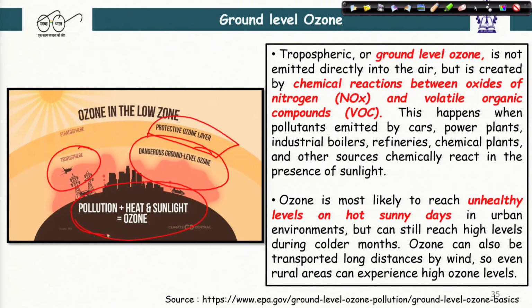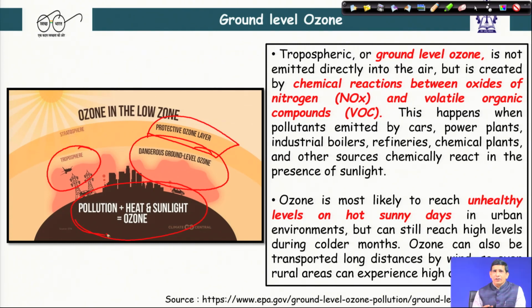Ground level ozone is not emitted directly into the air, but it is created by a chemical reaction between oxides of nitrogen and volatile organic carbon. The NOx is emitted as a primary air pollutant, plus volatile organic carbon. If you remember from the first video on air pollution, we had primary air pollutants and secondary air pollutants. In primary air pollutants, we had NOx and VOCs both. When they react together, they produce ozone.